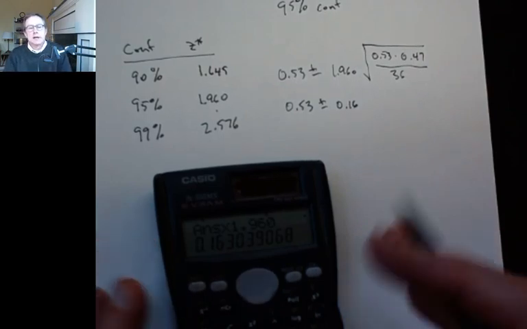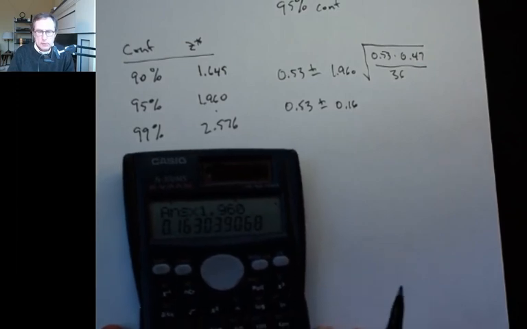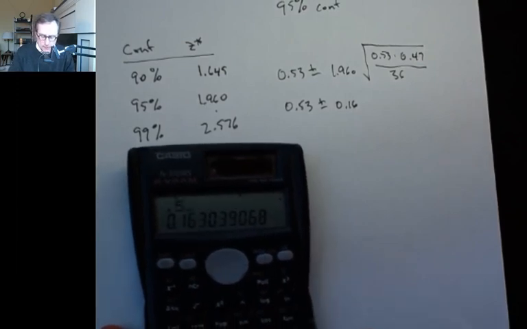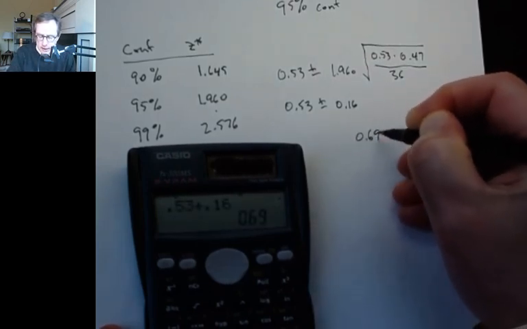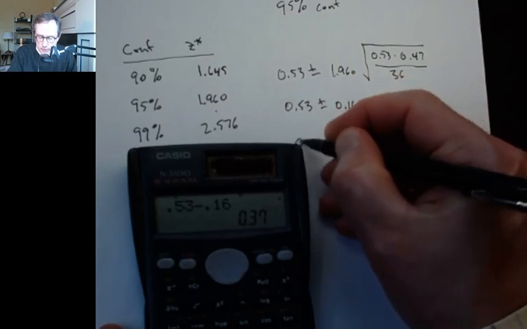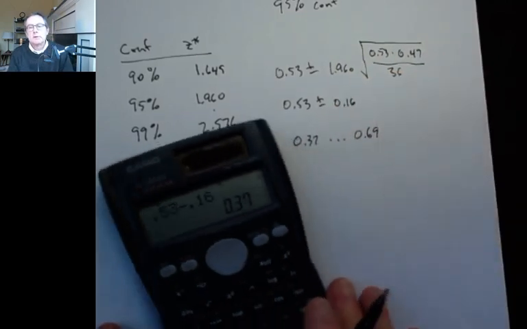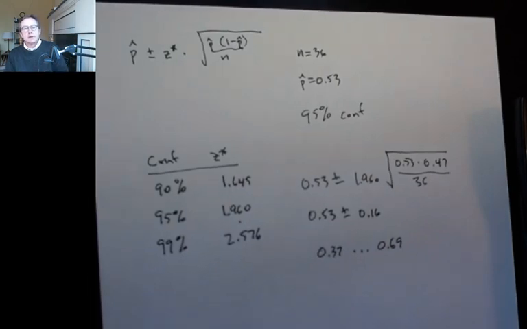And in this class, I like to add and subtract, just a habit, but I think it's a good habit. So 0.53 plus 0.16 equals, gives me the other end, 0.69. And the low end, 0.53 minus 0.16. The low end is 0.37. That's the answer.